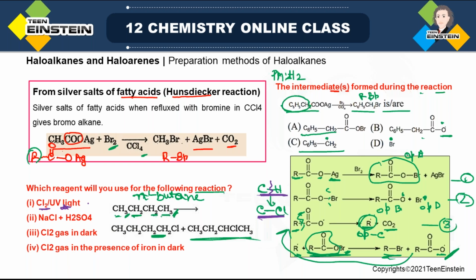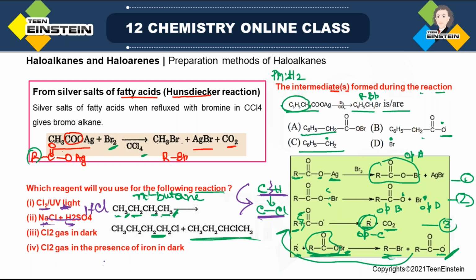And why are the other options not correct? Because NaCl and H2SO4 combined together will form HCl in the reaction medium. This H will replace this Na, so you will get HCl. But simply the presence of HCl is not enough to get this type of conversion. So this is not correct.